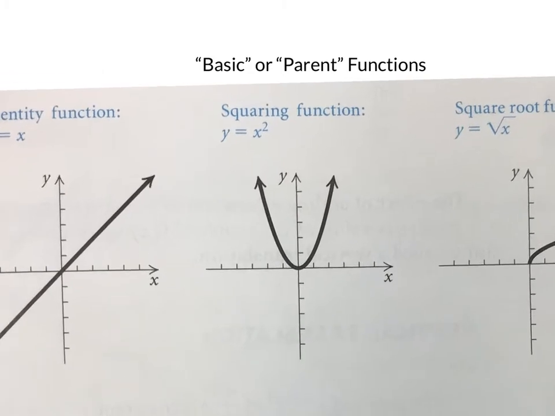The squaring function, also known as quadratic, has an x squared. It is a parabola. The vertex is 0, 0. It goes through 1, 1, and also negative 1, 1. It is a parabola. X squared is quadratic.